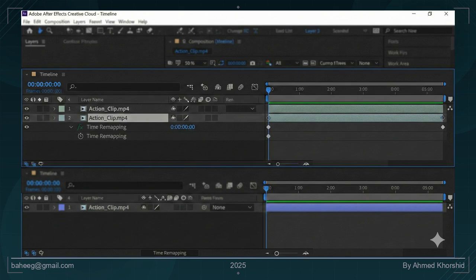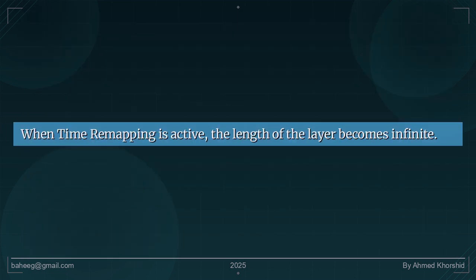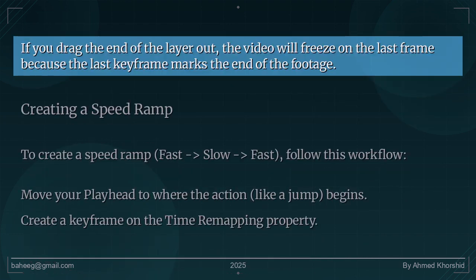Figure, a close-up screenshot of the After Effects timeline panel. A video layer named action_clip.mp4 is expanded to show the time remapping property. 2 diamond-shaped keyframes are visible, one at the very beginning and one at the end of the clip layer. The property value reads in timecode format. The interface style is dark mode, typical of Creative Cloud apps. When time remapping is active, the length of the layer becomes infinite. If you drag the end of the layer out, the video will freeze on the last frame because the last keyframe marks the end of the footage.